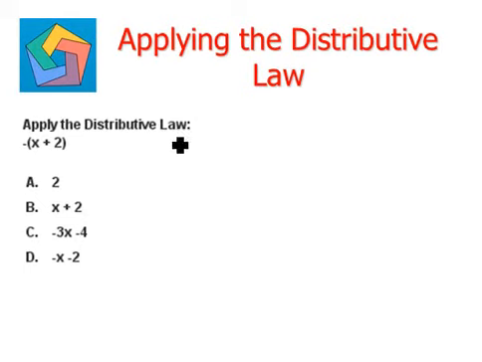Apply the distributive law and you're given negative x plus 2. Now here we have only a negative sign outside the parentheses. That means this can also be written as negative 1 times x plus 2. Now we'll apply the distributive law.